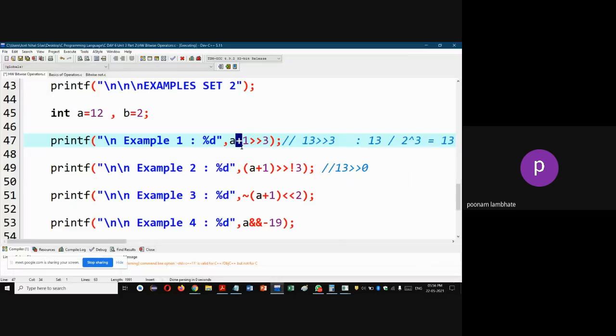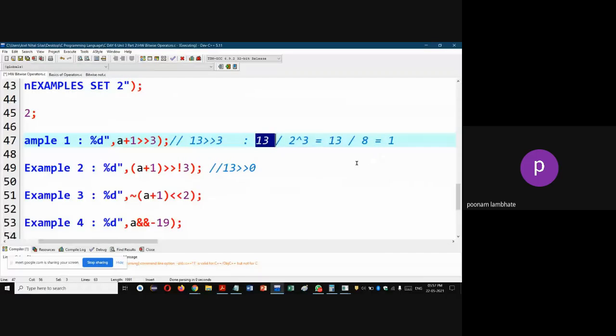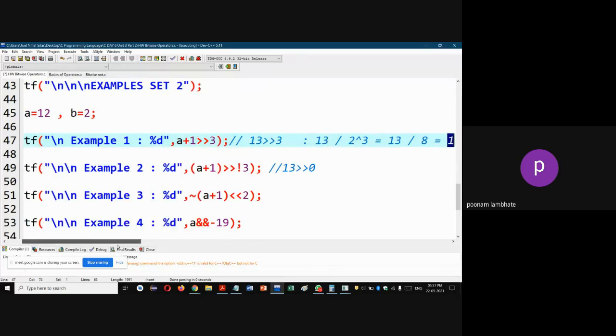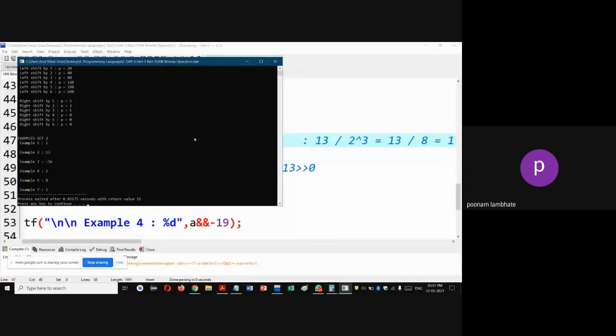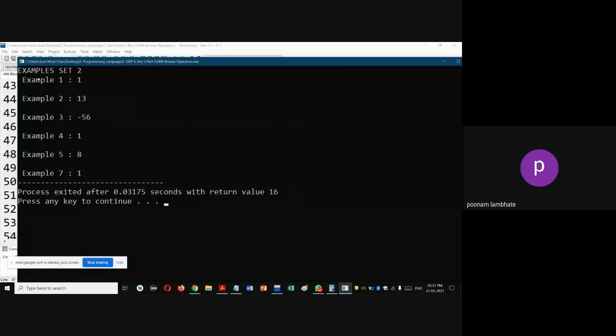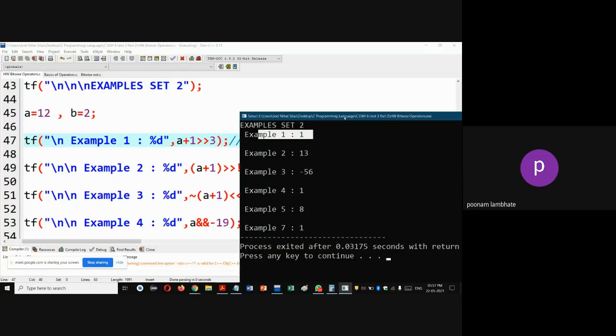So first you have to add A plus 1. A is 12, 12 plus 1 is 13, right shift by 3. You know the formula: right shifting means divide by 2 raised to 3, and the value to shift is 13. So 13 divided by 8. 8 ones are 8, and 13 minus 8 leaves a remainder, so stop there, the quotient is 1. So this example 1 should give me the output 1. Let us run and see. Example set 2, example 1, output is 1.